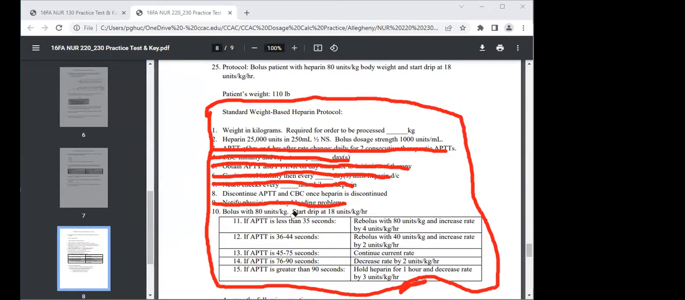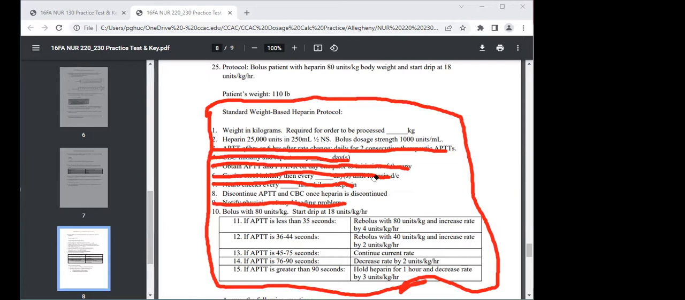We do need to worry about 10, but that just restates what's stated up here in the first part of the protocol. But in order to do this protocol, all you would really need to know is the patient's weight and then what to do. Okay, so I'm going to show you what to do. Now, hopefully seeing that you don't really need to worry about all these other steps. They're just part of the protocol.